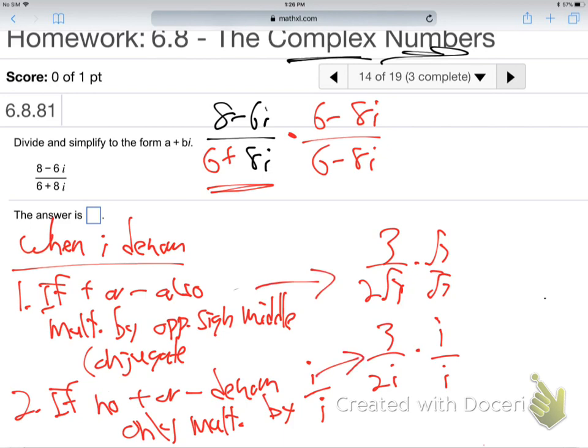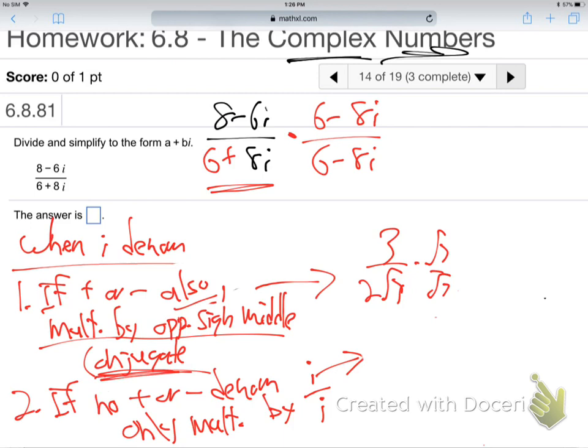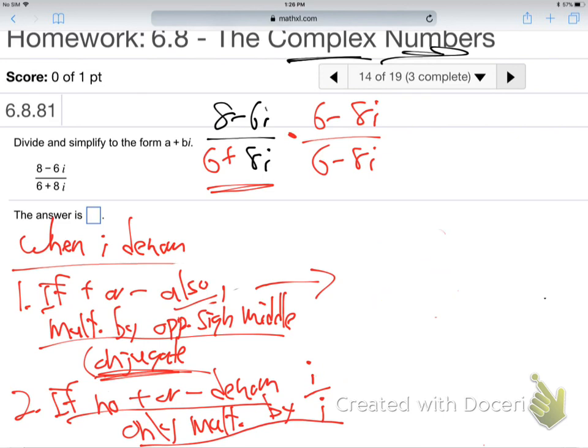On the first one, it says if plus or minus, also multiply by the opposite sign in the middle, called the conjugate. If there's no plus or minus in the denominator, only multiply by i over i. There is the difference. Okay, so let's do it.